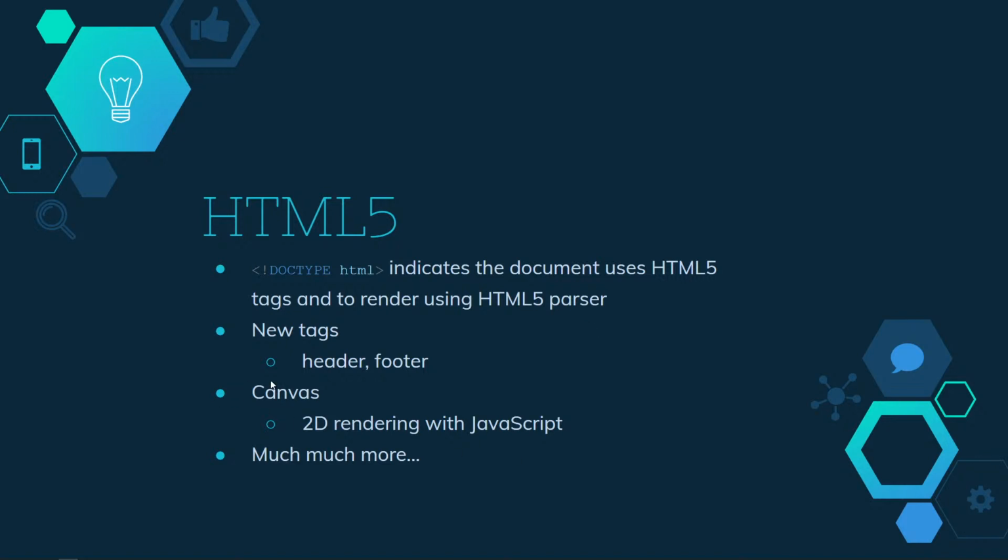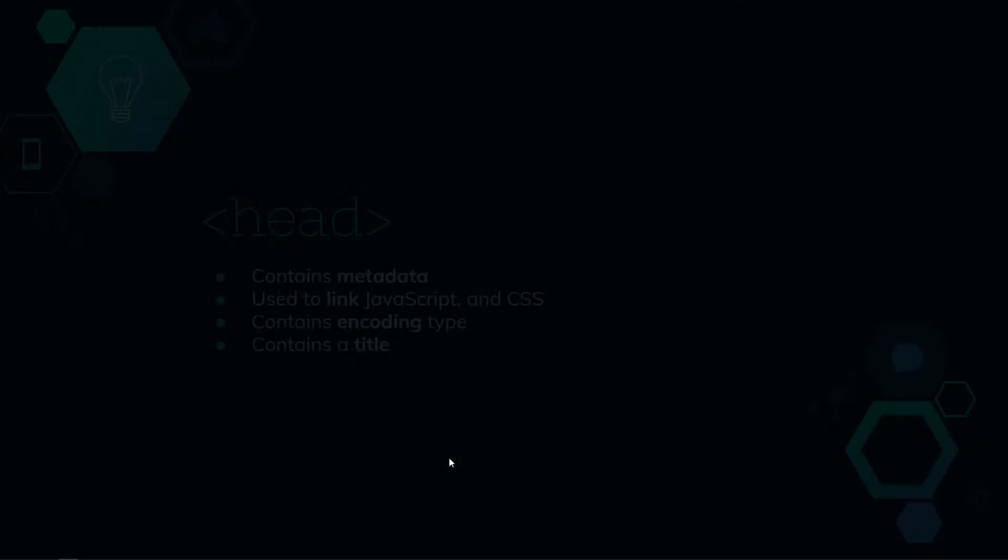So HTML5 brings, of course, some new tags, right? That's why it's a 5. So there are new tags like headers, footers. It brought along this thing called a canvas, which allows us to do 2D rendering with JavaScript. So you can actually, if you wanted to, build an entire game with just a canvas, right? You can write a game and a whole lot of other things.